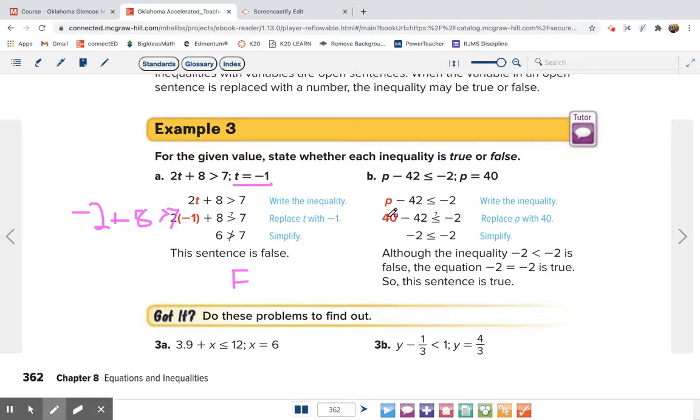So if we plug that in, 40 minus 42 is -2. Is -2 less than or equal to -2? It's equal to it, so that is true. Okay, let's try 3A only. So try 3A, pause the video, and then I'll go over it with you.